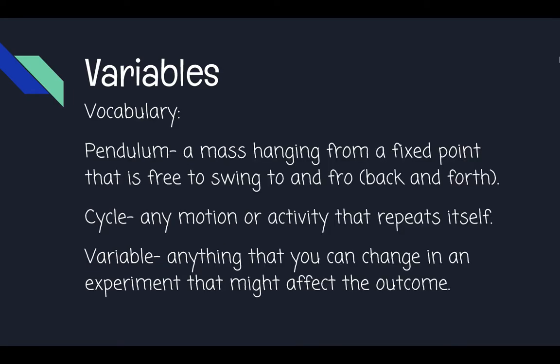Okay, the vocabulary you will need, and feel free to pause this video at any time if you need a little more time to fill in the vocabulary or the questions. But first is pendulum, a mass hanging from a fixed point that is free to swing to and fro or back and forth. A cycle, any motion or activity that repeats itself. And finally, variable, anything that you can change in an experiment that might affect the outcome.